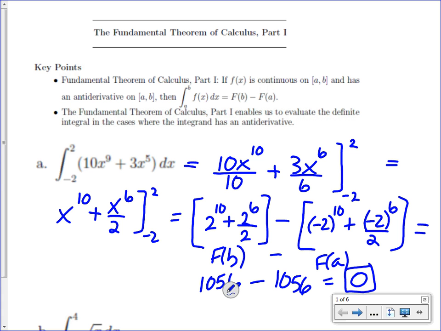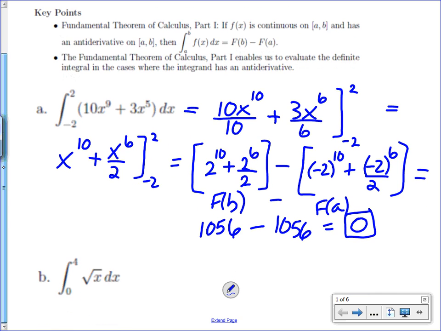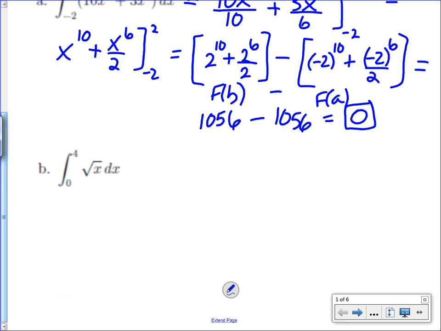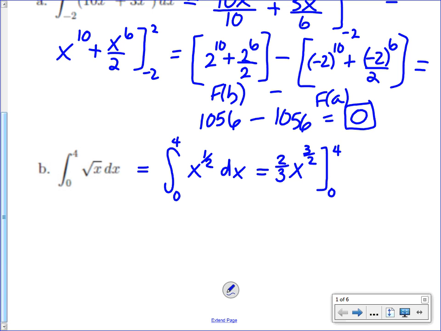Okay, let's look at another example. So in example B, we're evaluating the definite integral of the square root of x from 0 to 4. So remember, anytime you have a radical, you want to convert it to a fractional exponent first, so that we can apply that power rule. Okay, so now we're going to find the antiderivative. So we're going to add 1 to the exponent. So that'll become 3 over 2. We're going to divide by 3 over 2, which is the same as multiplying by 2/3 from 0 to 4.